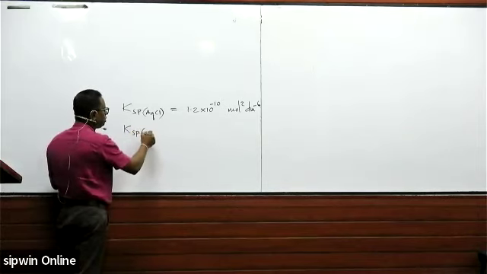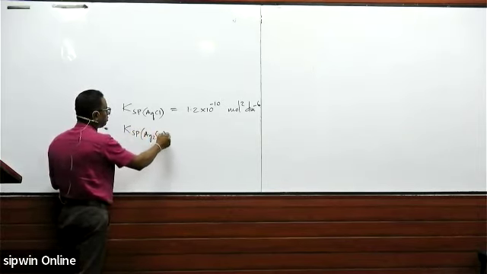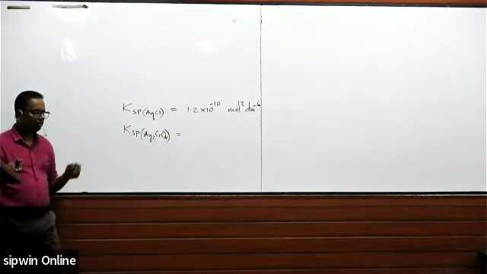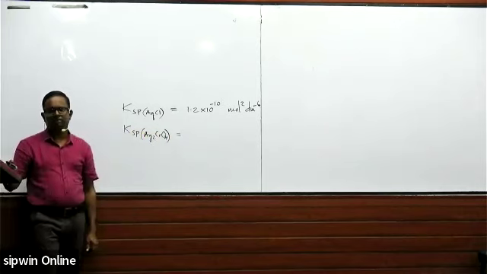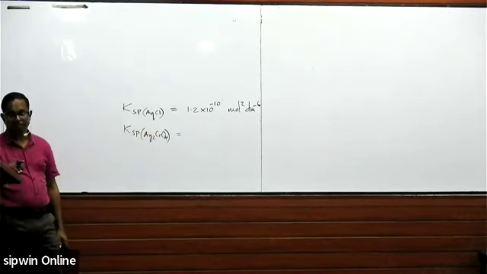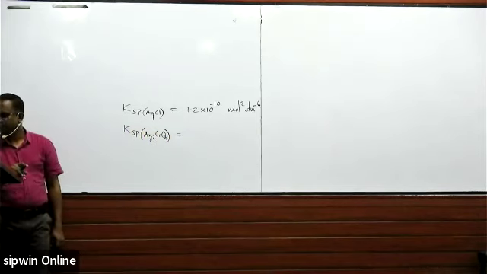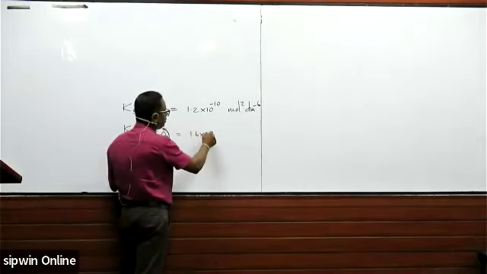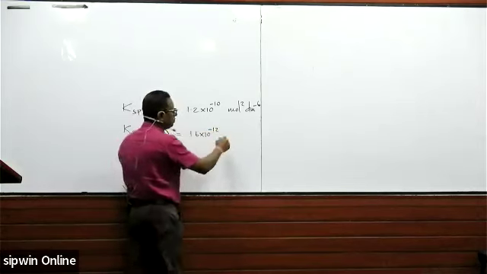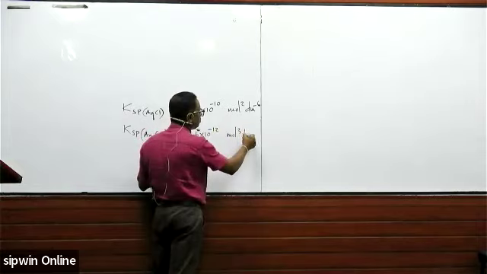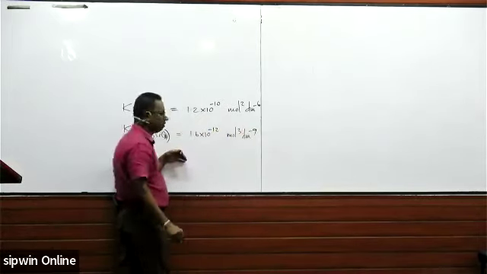Next, at 25 degrees Celsius, KSP of silver chromate. When giving KSP, you definitely have to specify the temperature. Right, silver chromate is 1.6 × 10 to the power minus 12. Silver chromate has 3 terms there. Units come like this, right?